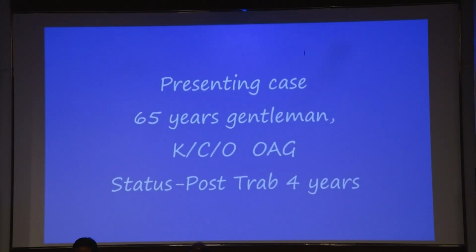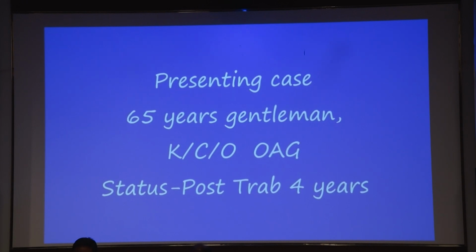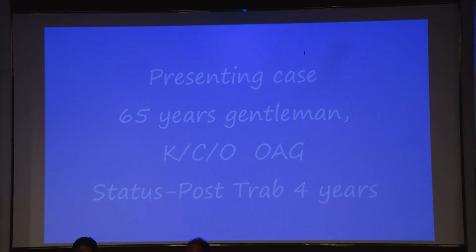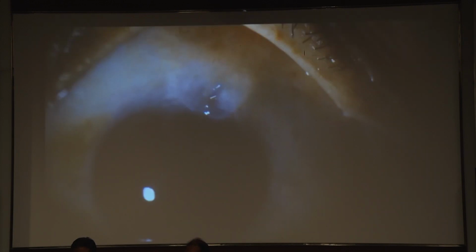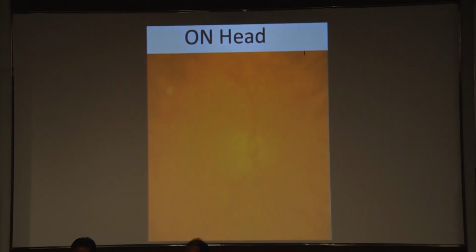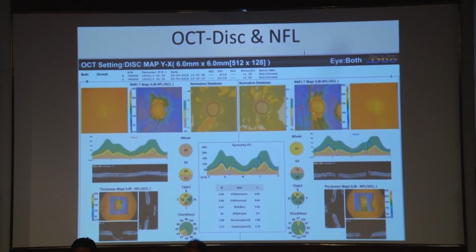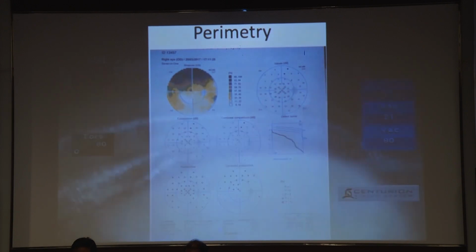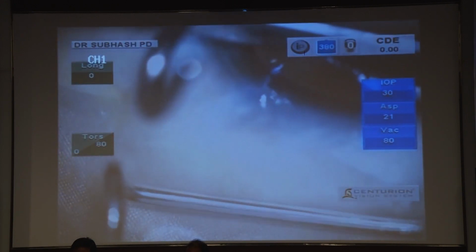Presenting a video of a case of a 65-year-old gentleman with open-angle glaucoma who had a trabeculectomy 4 years back. Nuclear sclerosis: you can see there's a grade 4 cataract. The bleb is well formed. This is the picture of the optic nerve head, and this is the picture of the OCT and RNFL. One can damage the bleb during the insertion.